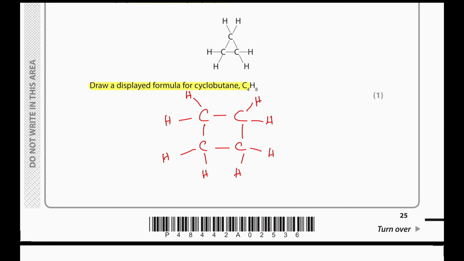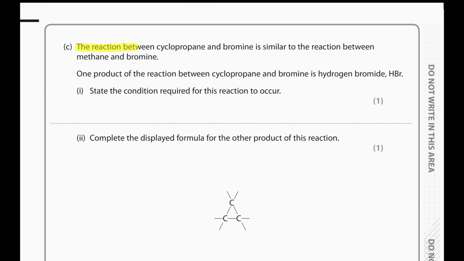So each carbon has a total of 4 bonds. The reaction between cyclopropane and bromine is similar to the reaction between methane and bromine. One product of the reaction between cyclopropane and bromine is hydrogen bromide. State the condition required for this reaction to occur. If we want to react to add a halogen, such as bromine, we have to use ultraviolet light.